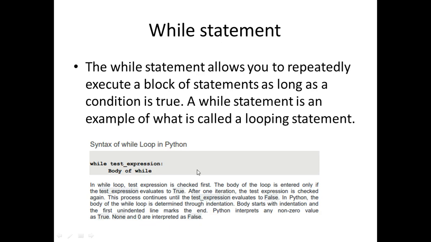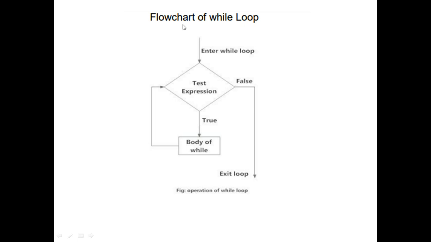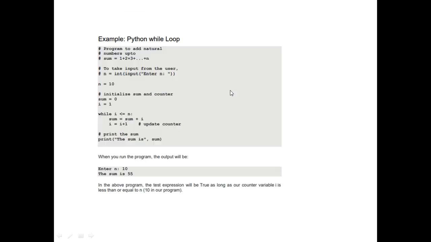Now let us consider the while loop. While includes a condition. So till the condition is true, the body of the while loop gets executed. Once the condition is false, I come to the next statement after the body of the loop. So this is basically a while loop. Let us see an example for the while loop. This is the flow chart. I test the expression. If it is false, I move to the next statement. If it is true, I execute the body of the loop and again check the test expression.